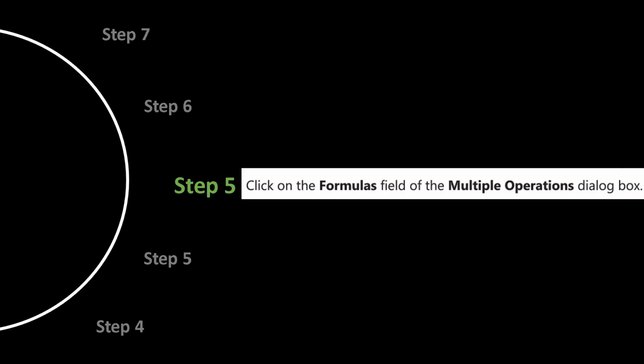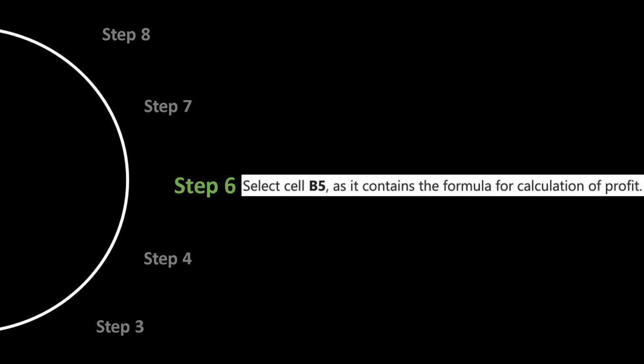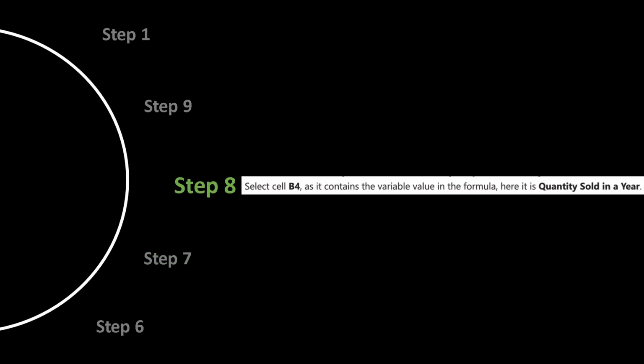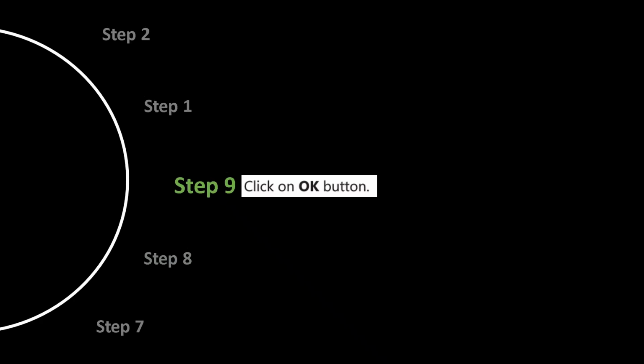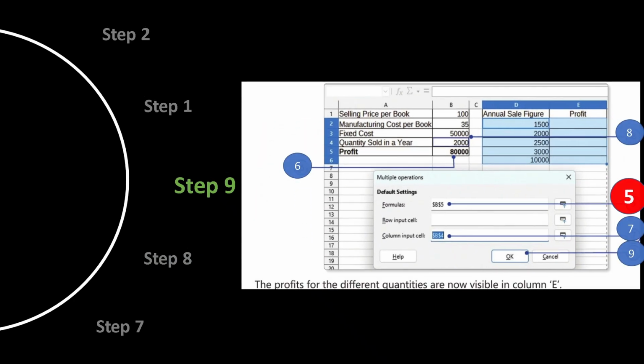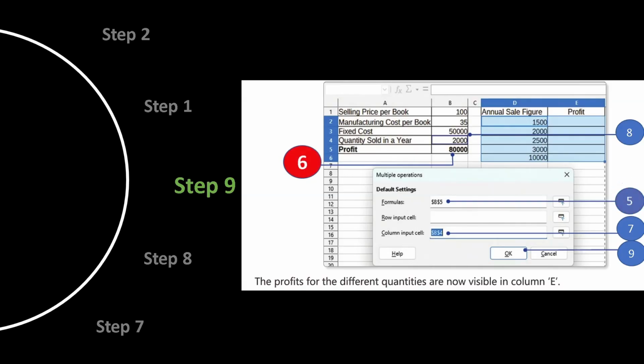Step 5. Click on the Formulas field of the Multiple Operations dialog box. Step 6. Select cell B5, as it contains the formula for calculation of profit. Step 7. Click on the Column Input Cell field of the Multiple Operations dialog box. Step 8. Select cell B4, as it contains the variable value in the formula. Here it is the quantity sold in a year. Step 9. Click on the OK button. You can see steps 6, 7, 8, 9 in the following images.